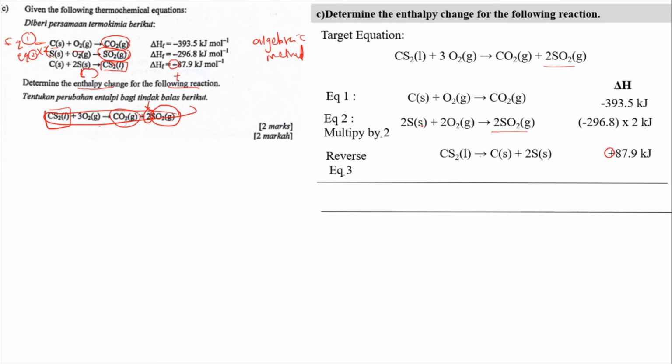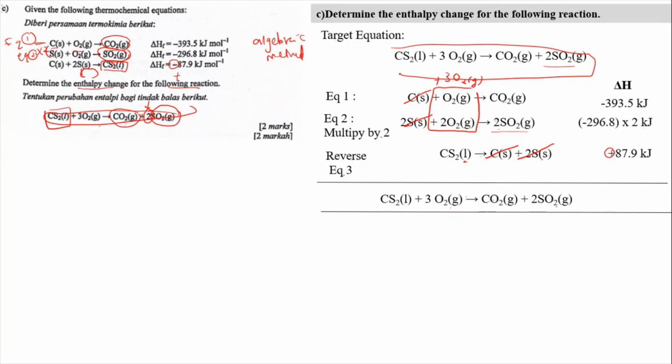Okay, so lepas dah buat 1, 2 dan 3, what we're going to do is we're going to cancel out what we can cancel. So carbon sulfur can be cancelled out. 2 sulfur solid can be cancelled out. And then this one, reactant dengan reactant, kita boleh combine. Okay, so dia akan jadi 3 oxygen gas. Okay, so lastly, you're going to write it back again, which is your reactant, which is the carbon disulfide liquid, plus 3 oxygen gas produces carbon dioxide plus 2 mole of sulfur dioxide. So sama macam kita punya target.